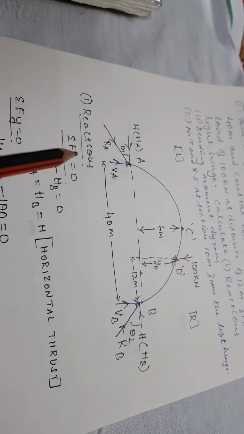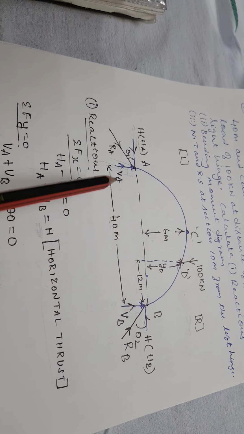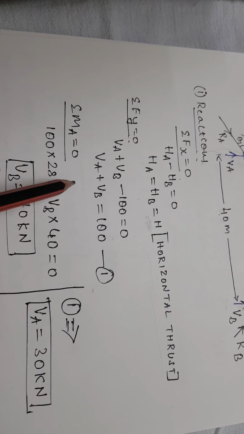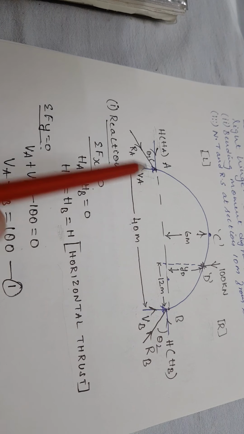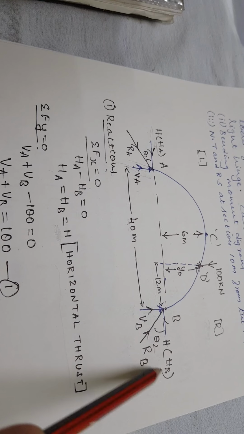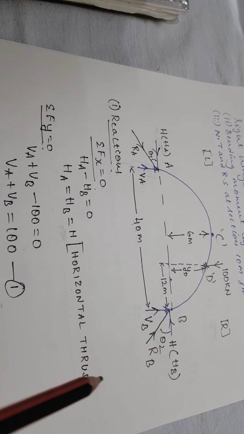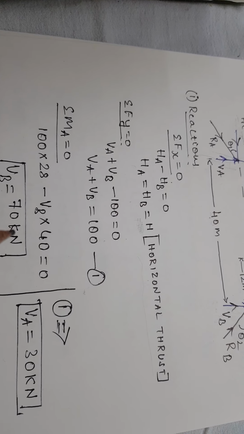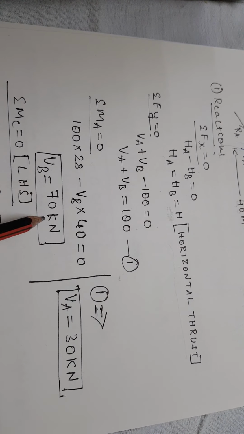If I consider moment at A equal to 0, these two forces will become 0. Then we get 100, and its perpendicular distance is 40 minus 12, which is 28. So 100 into 28, it tends to rotate clockwise, positive. HB acts horizontally and its line of action meets point A, so it becomes 0, with no perpendicular distance. VB moves upwards and tends to rotate anti-clockwise with respect to A, and its perpendicular distance is 40. So 100 into 28 minus VB into 40 equals 0. VB is 70 kilonewton. Substituting in this equation, you will get VA as 30 kilonewton.